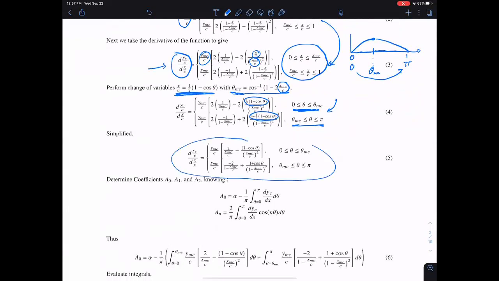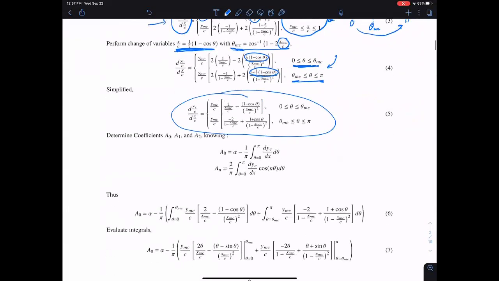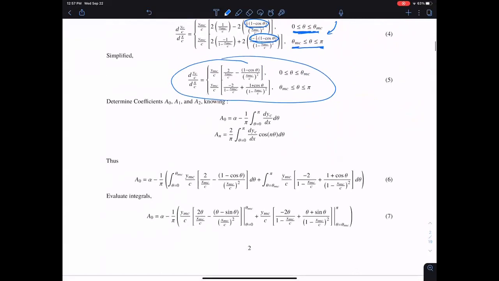Okay, so now we have this equation, and here it's simplified a little bit more, combined some terms. And now we've got to figure out these coefficients. Remember, in order to get alpha L0, we have to compute A0 and A1. So these are the equations for those coefficients. Here's A0. A0 is alpha minus 1 over pi, and then this integral.